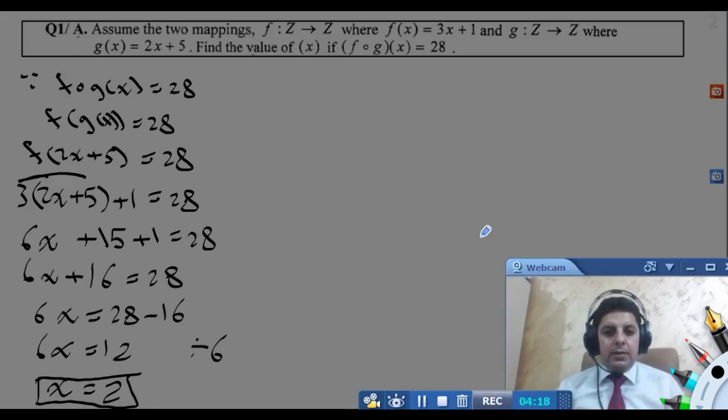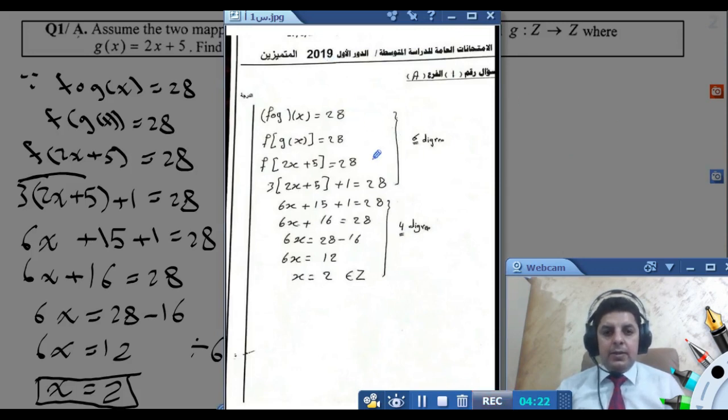Dear students, look at the typical answers. This step is 6 degrees, and this step is 4 degrees.